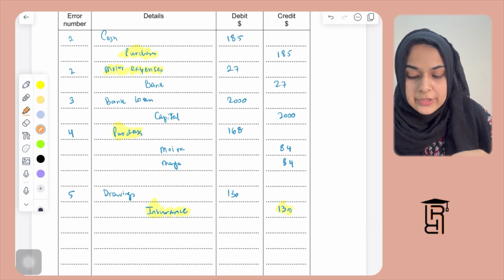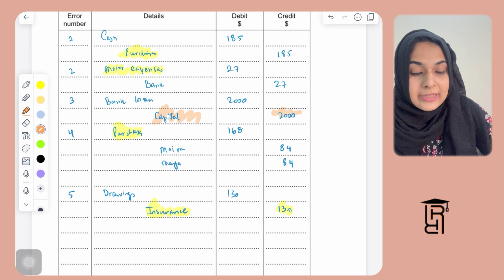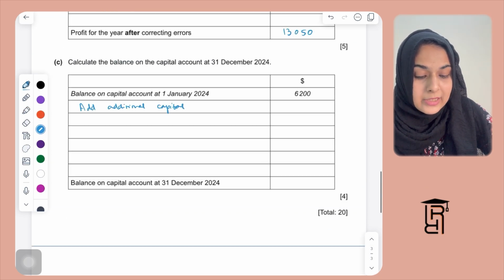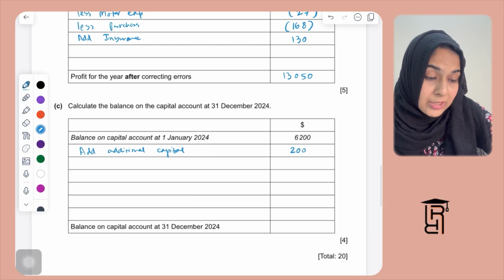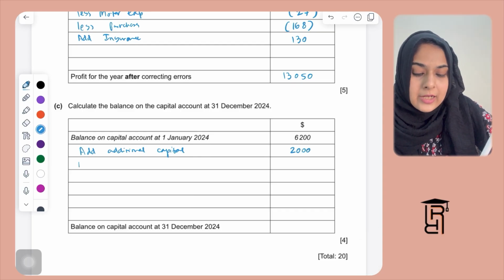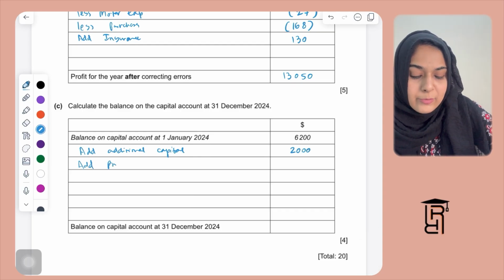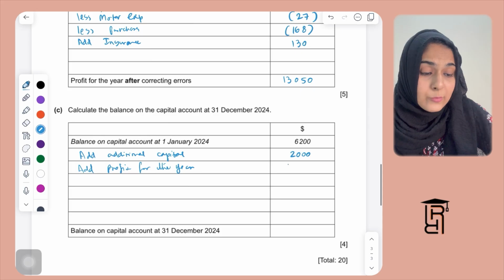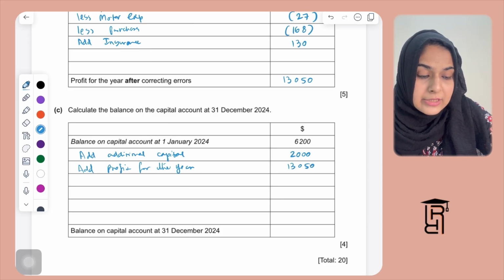It's right here. So when I credited the capital account, that means I'm increasing capital. This is additional capital. So I'm going to add additional capital, I'm going to write here 2000. And then profit is always added to capital. So I'm going to write here add profit for the year. So I'm going to basically take the corrected profit from the last part, that is part B. I'm going to add this over here, 13,050.